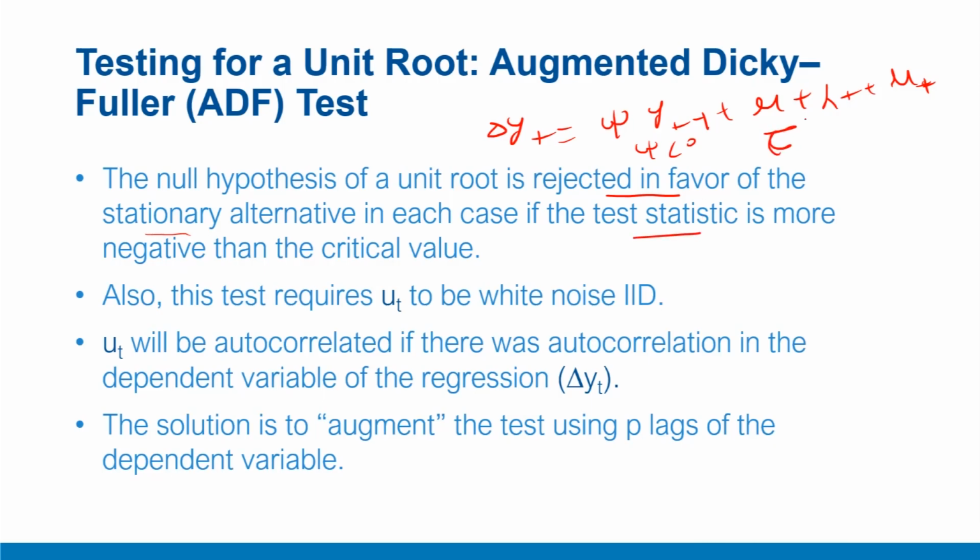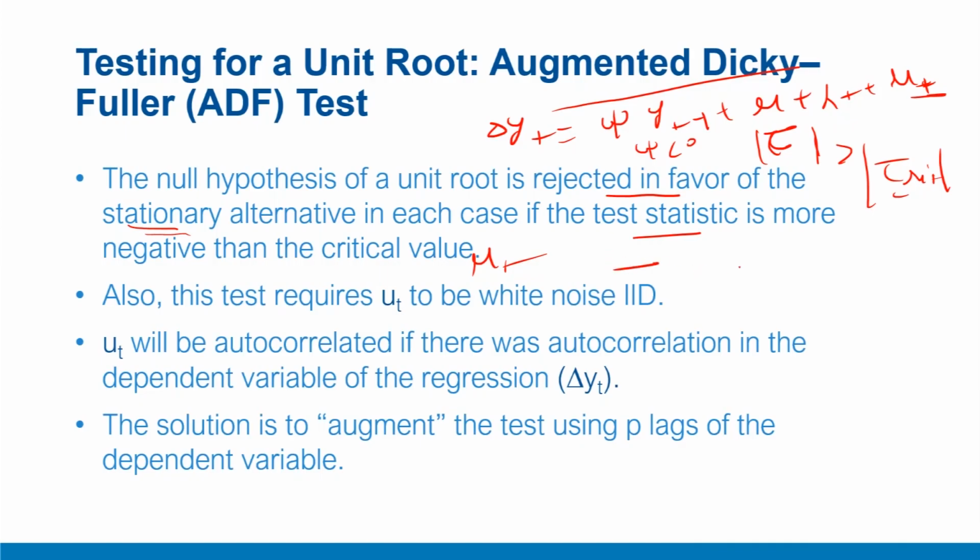tau, what we called as tau, is more negative as compared to our critical values or tau critical. So in terms of magnitude, if tau observed, or tau from the sample, is greater than tau critical, then we would have rejected the null of non-stationarity and said the process is stationary. However, for this kind of model to work efficiently, it is required that mu t, this error term, is a white noise IID process.